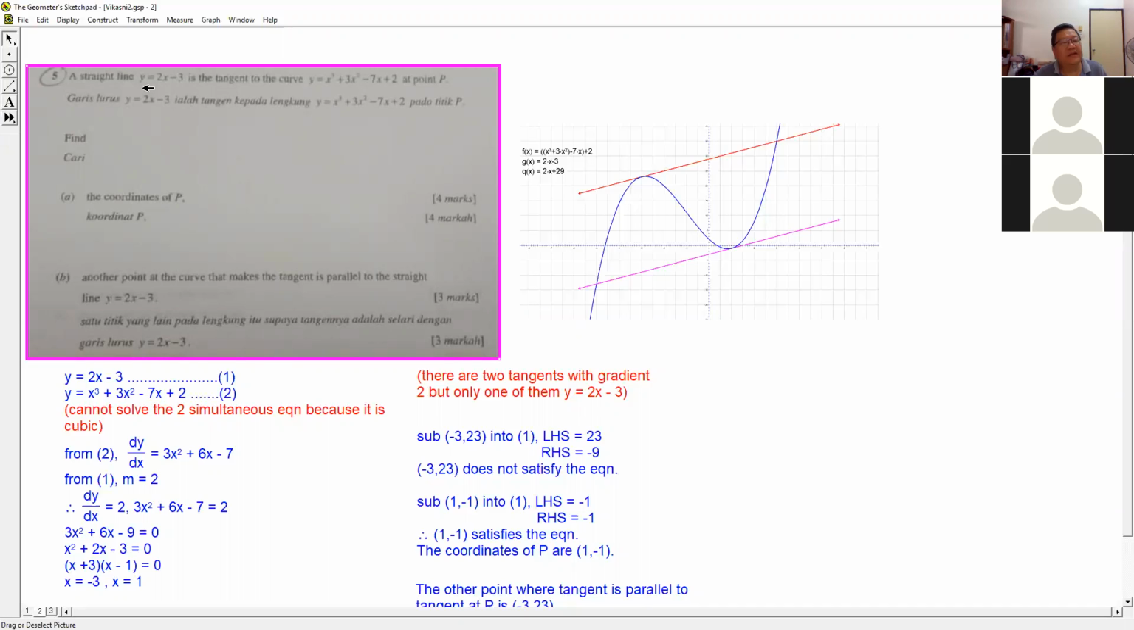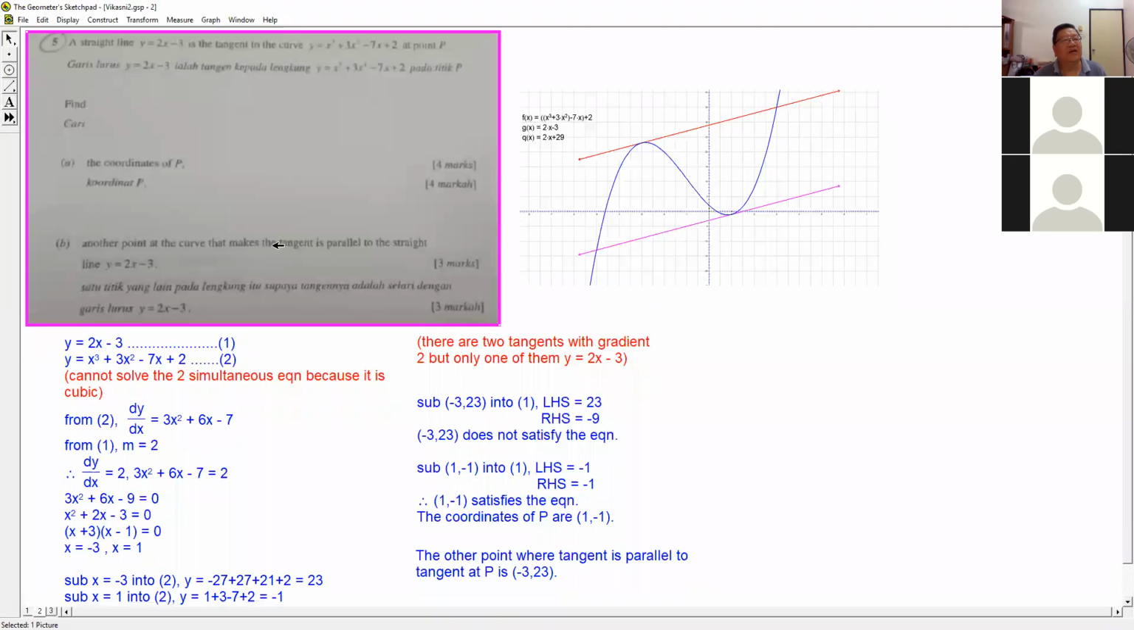Now, from the first equation, what is the tangent? From the first equation, the tangent y goes to mx plus c, so the gradient is 2. Okay, now, Vikashini, do you know why I cannot solve simultaneous equations? Why I need to use gradient or not? So I cannot use solving equations. I have to use dy dx. I have to use gradient. So from equation 1, the gradient is 2. From equation 2, the gradient is dy dx.